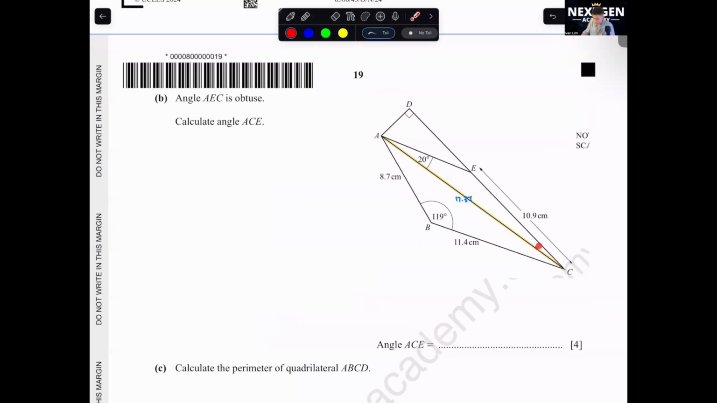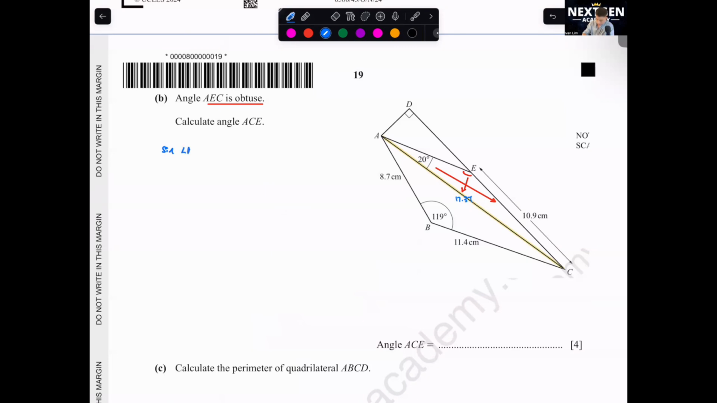Can we straight away find the angle ACE with the information that we have? I don't think so, because we don't have this part here. So we need to use the sine rule, which is here and here, then here and here. We're going to find angle AEC first. You see AEC is obtuse. They purposely mention it over here. Why is it obtuse? You need to use your knowledge of trigonometry here also. So we find angle AEC using the sine rule.